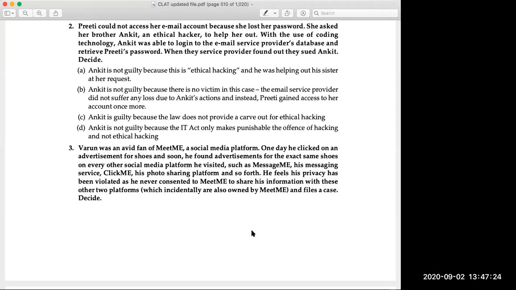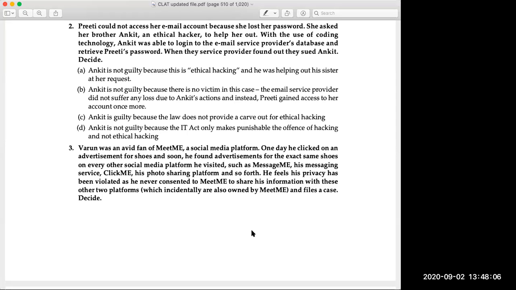Yes, sir. So the question says Varun was an avid fan of Meet Me, a social media platform. One day he clicked on an advertisement for shoes, and soon he found advertisements for the exact same shoes on every other social media platform he visited, such as Message Me, his messaging service, Click Me, his photo sharing platform, and so forth. He feels his privacy has been violated as he never consented to Meet Me to share his information with these other two platforms, which incidentally are also owned by MeetMe, and files a case. Decide. I think the answer to this question is option A.